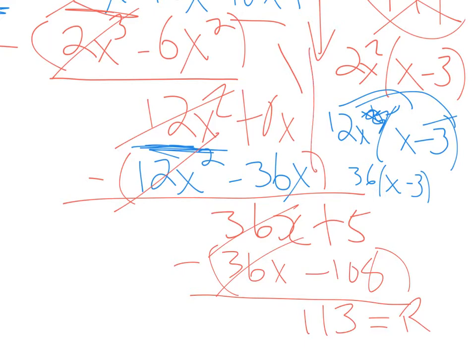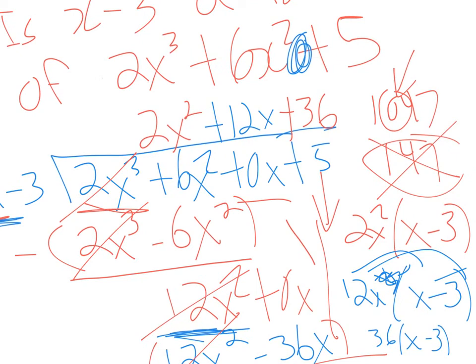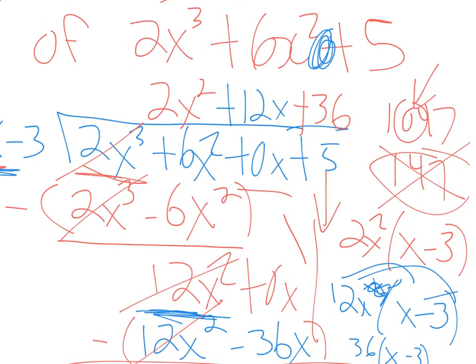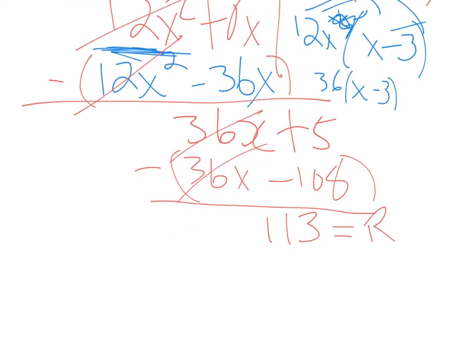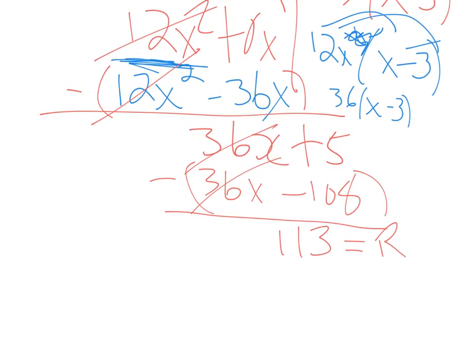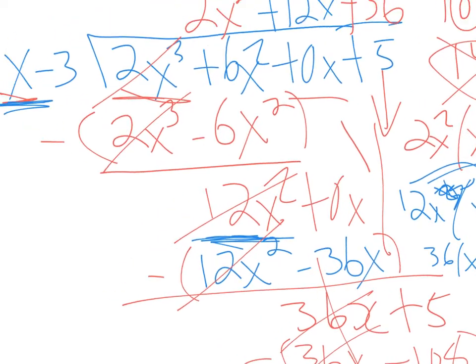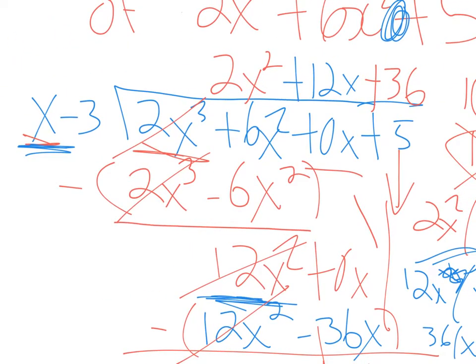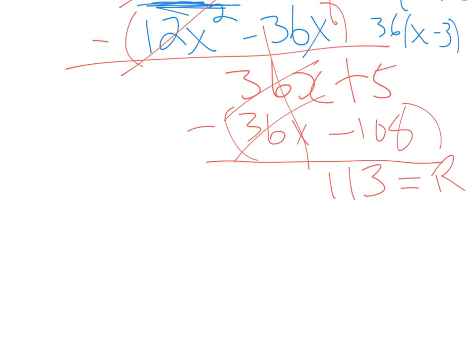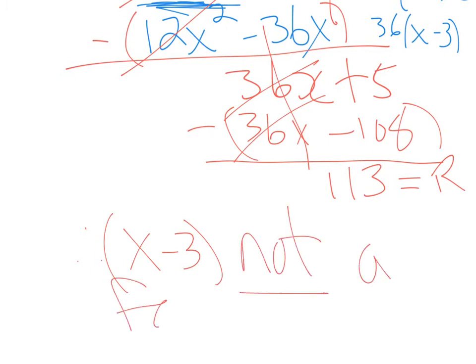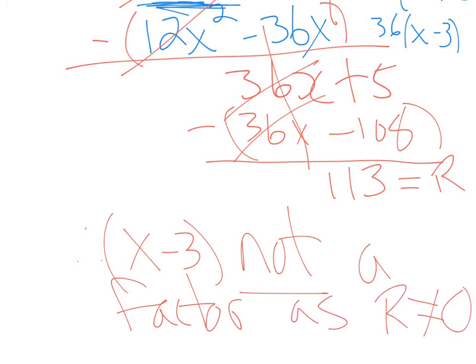So if you look at this, I've got 12x squared plus 12x plus 36, but I've got a remainder of 113. So I now can say for sure that x minus 3 is definitely not a factor. Therefore, x minus 3 is not a factor, as r does not equal 0.